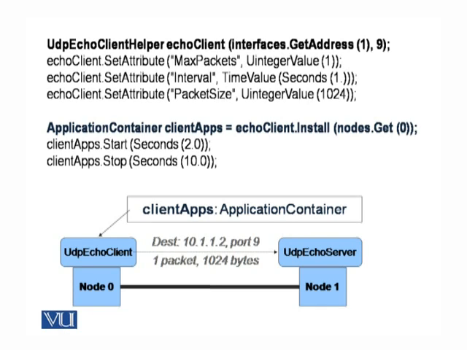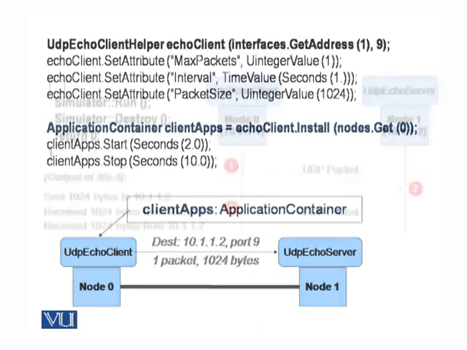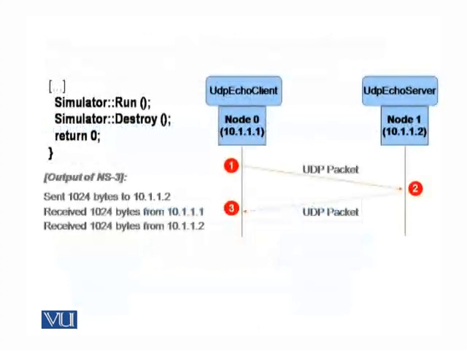So having defined all of this, we've defined the node, the net device, we've defined the link, and then the IPv4 stack, and finally the application. We can actually exchange the data by running the simulator. So NS3 has a simulator class. We call the run method, which will run the scheduled events. And so you can see the output on the slide.